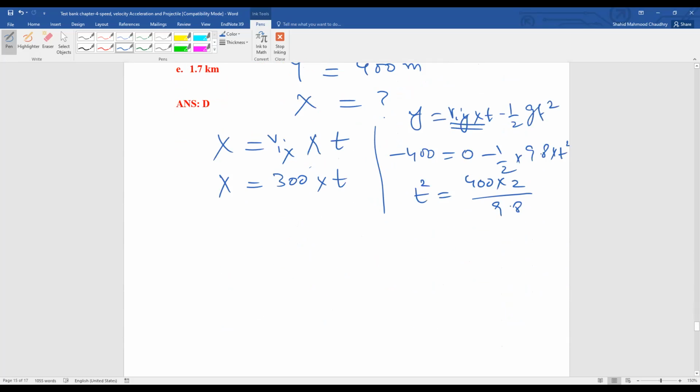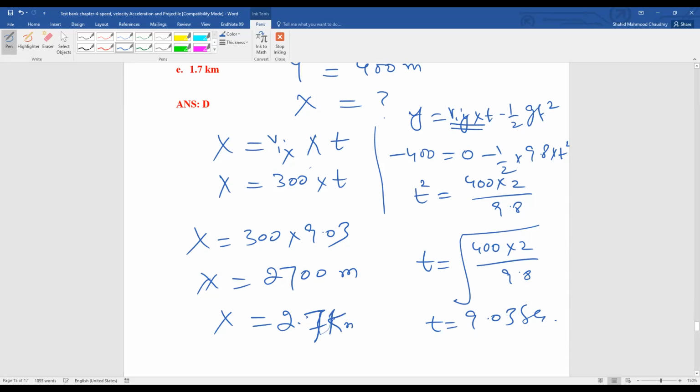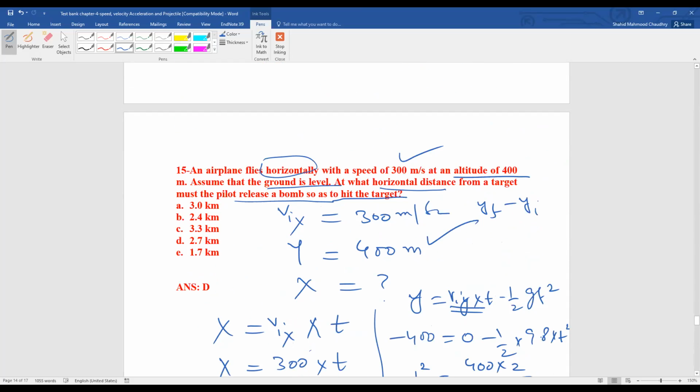So t will be what? This is 400 multiplied by 2 divided by 9.8 under root. So in this way, the value of t is 9.03 second. So x value will become 300 multiplied by 9.03. So this is around 2700 meter. So you can write this value 2.7 kilometer, because the answer is given in kilometer. So this is the answer.